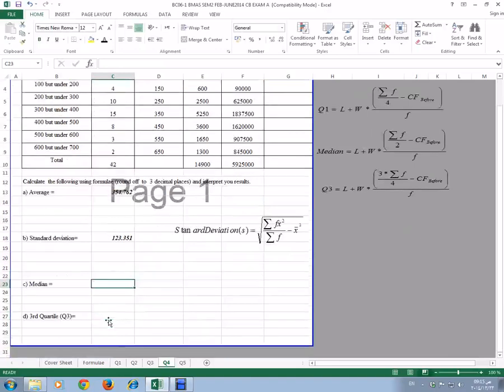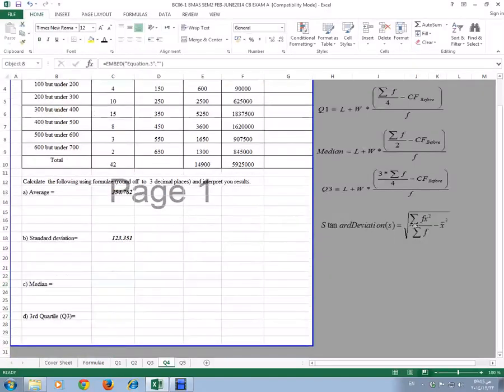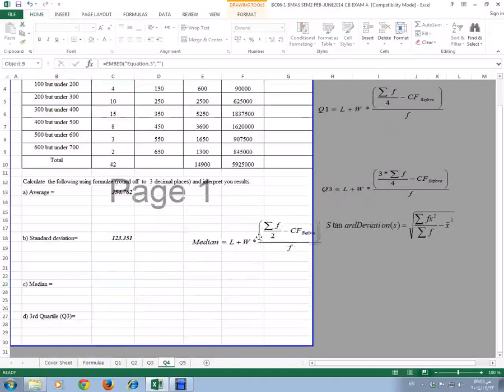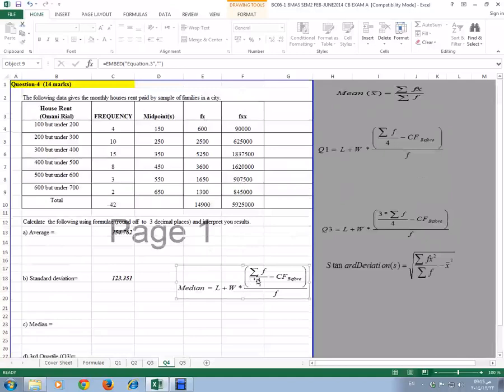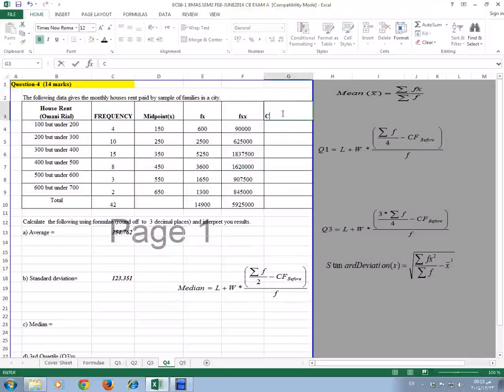Next is to find the median. This formula finished, and I want to see the formula for the median. It needs sigma f divided by 2, and it also needs cf before, and there is f here. Sigma f I already have, then I need to divide it by 2. CF means cumulative frequency, so we need to write cumulative frequency here, and now we can calculate it.